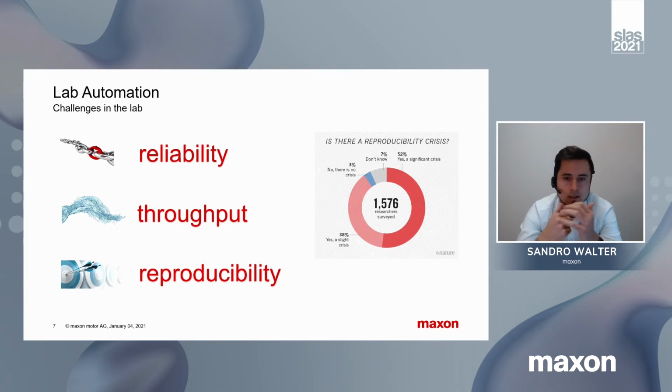Last but not least, reliability is a very important point in a lab process. More than 70% of the researchers have tried and failed to reproduce another scientist's experiments, according to a Nature survey. Through the use of automated processes and the use of corresponding electromechanical systems, drive systems, reproducibility, throughput, and reliability can be increased. The question then is, what is the right motor technology to choose from now?